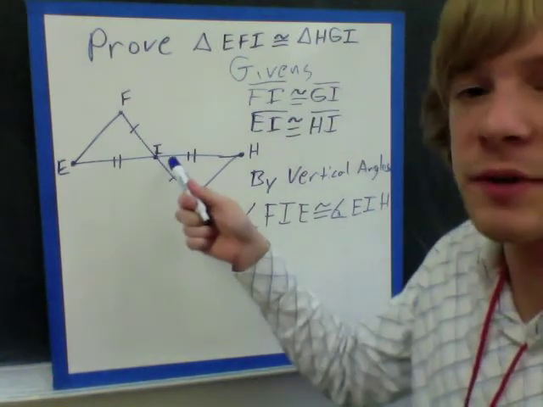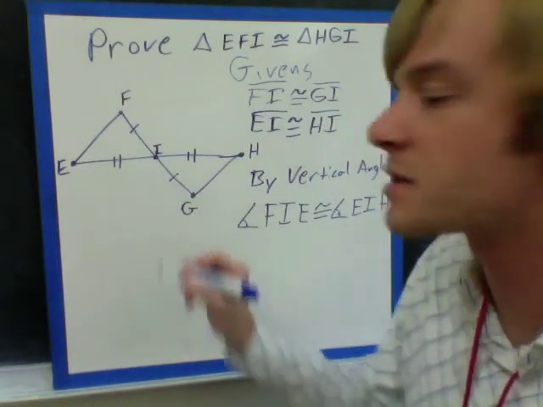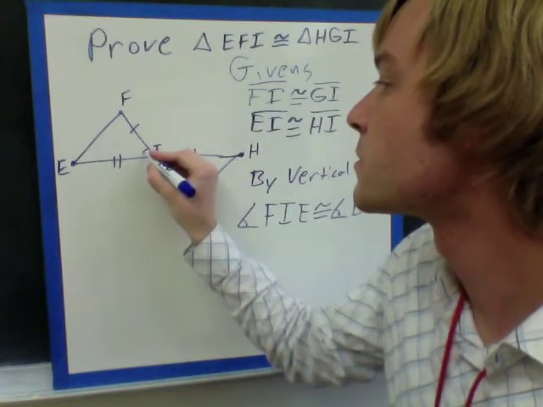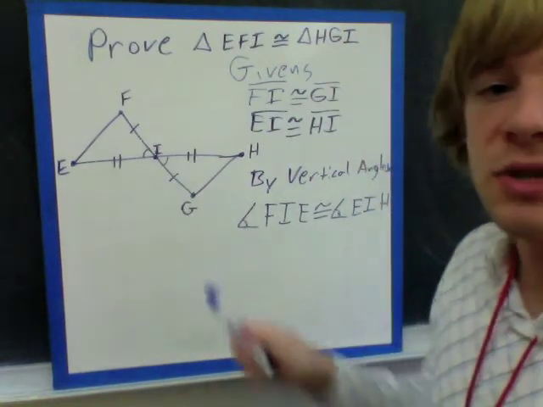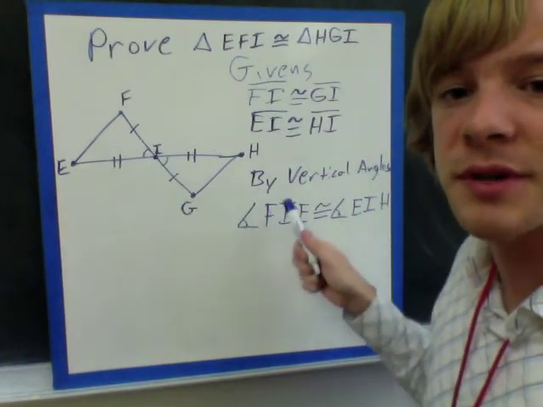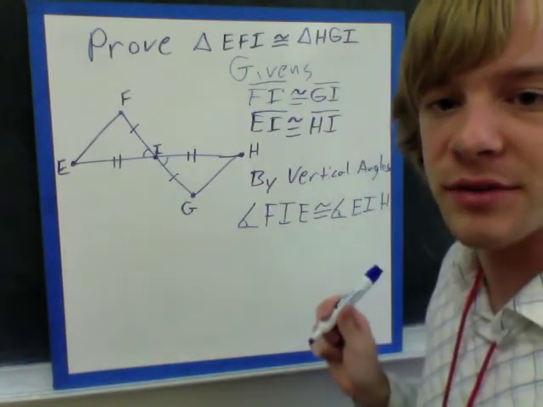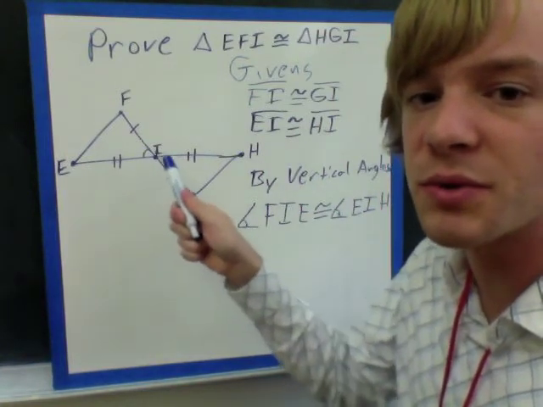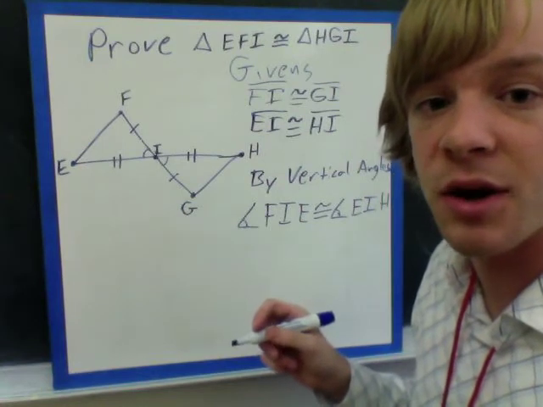So if we want, we can draw a little arc in here for both of these. So now I know that these two angles are congruent by vertical angles. Because of the vertical angle rule, we know that these two angles that are opposite are congruent.